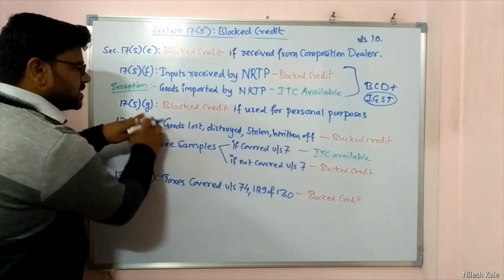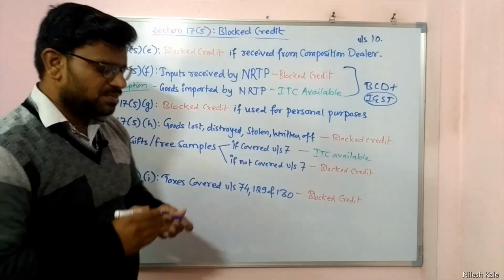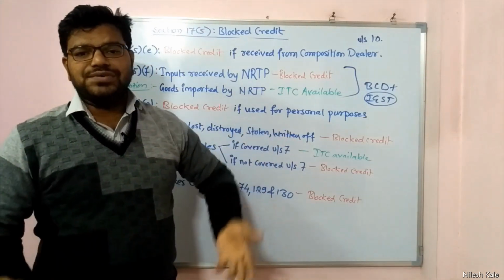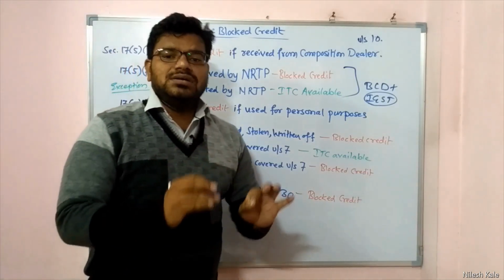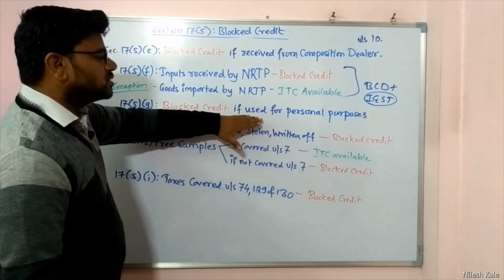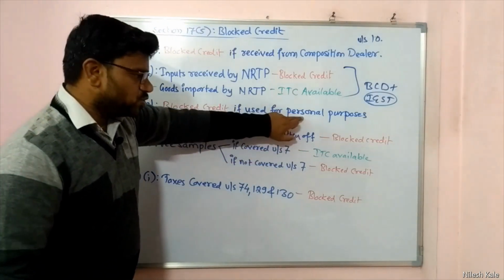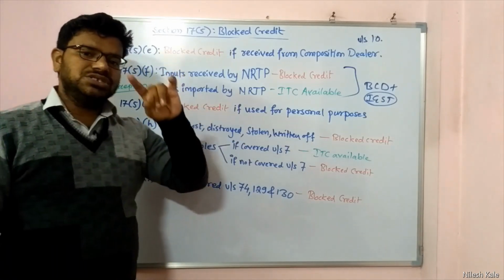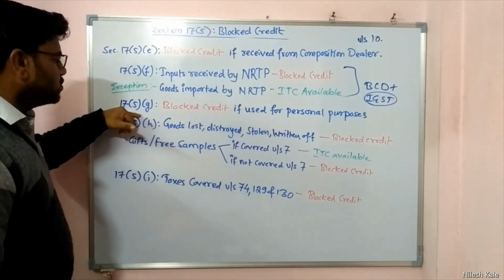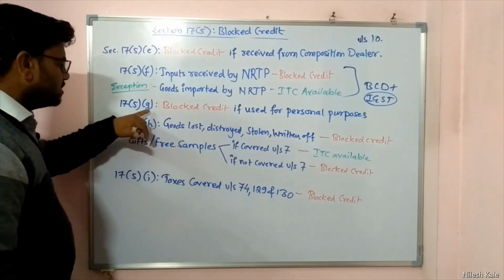Now clause G says credit is blocked if it is used for personal purposes. Even if this clause was not given, we would have understood it. Section 16 says eligibility: you have to use goods for business purposes. Personal use is not a business purpose, and therefore it is blocked credit under section 16 as well, and also in this section, clause G.